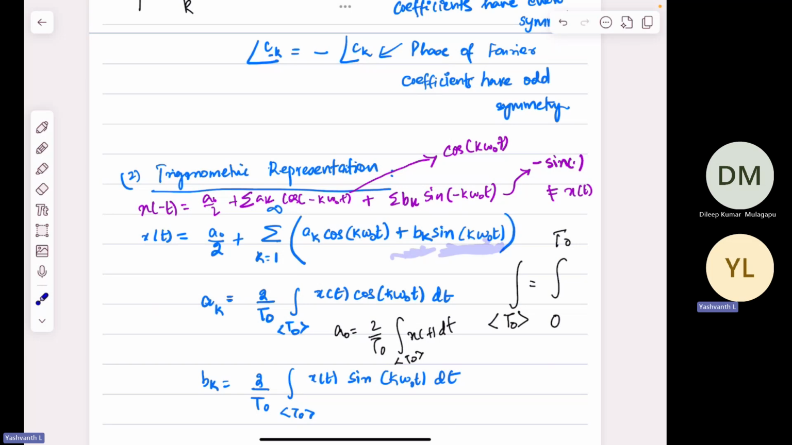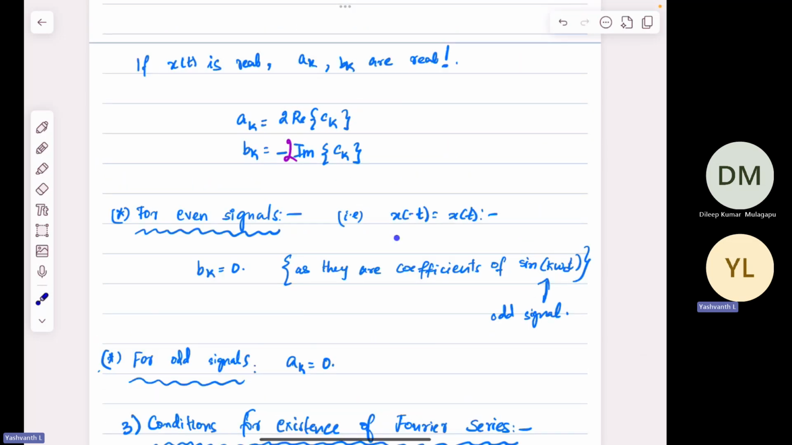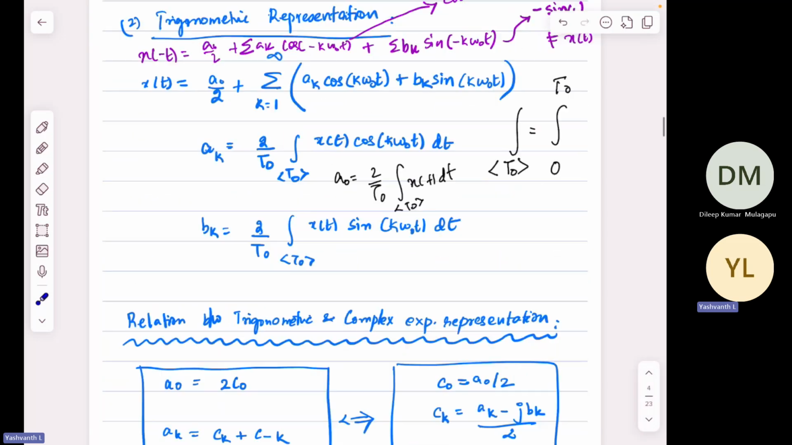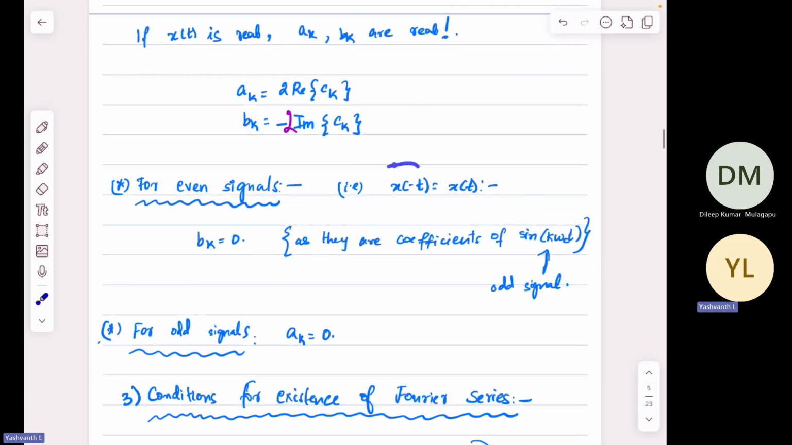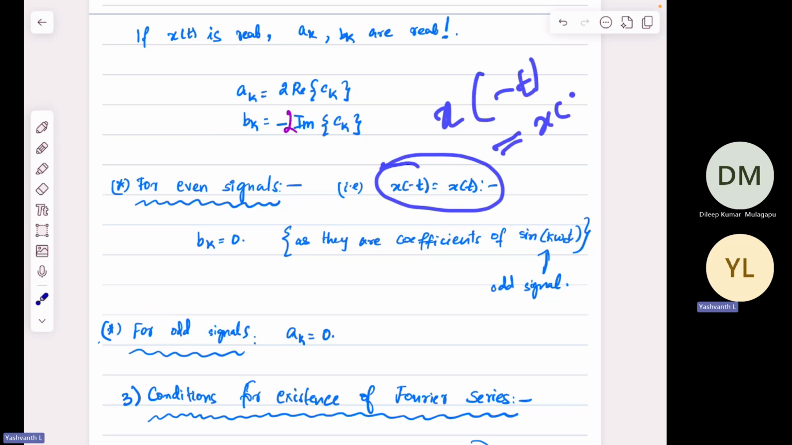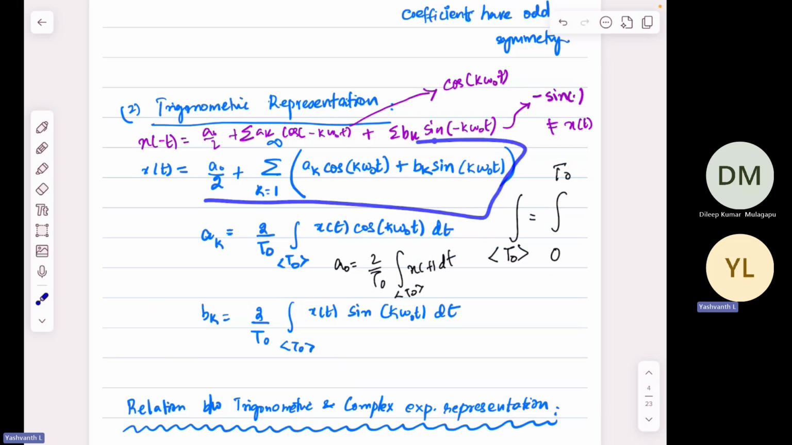What I'm saying is that for all omega naught, for all such k, if the signal is an even signal, all bk's are going to be 0. Why? The reason is simple. What I want is for x of minus t to be equal to x of t. So I'll first compute x of minus t, and then equate it to x of t. Whatever condition I get out of it will be that bk is equal to 0. Why? Because x of t is given by this expression here.